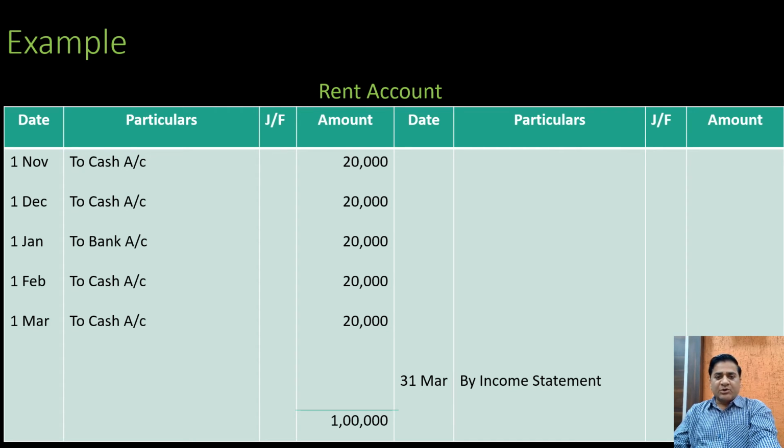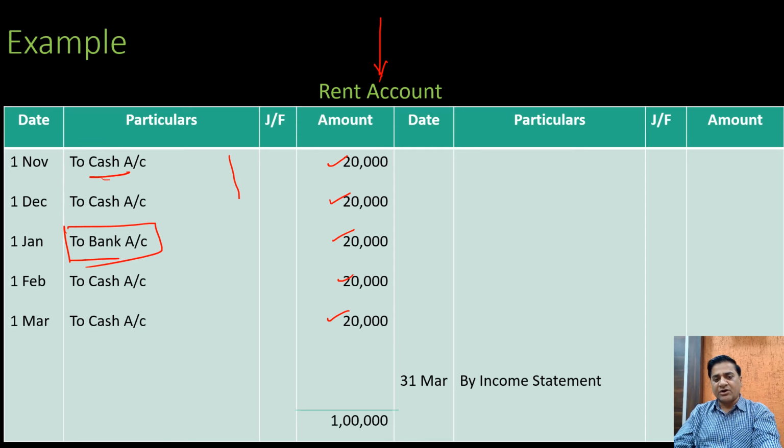Similarly, if we talk about the rent account, whatever rent we have paid during a particular period would be recorded in the ledger account related to rent. So this is a ledger account related to rent, and suppose you have started paying the rent from November onwards. On 1st November paid 20,000, 1st December 20,000, 1st January 20,000, 1st February 20,000 and 1st March 20,000. Here you will see that whether it's a cash transaction or a bank transaction, paid by cash, bank transfer or bank cheque, all the transactions are recorded on the debit side.